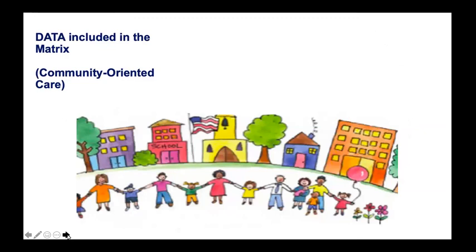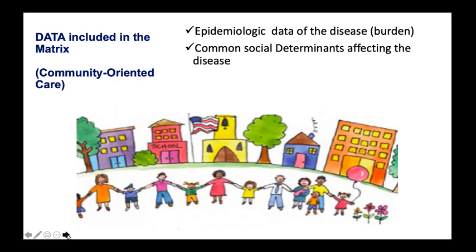So, what do you put in the PFC matrix for the community oriented care? In order to link, you should have a better understanding of the epidemiology of the disease. You should know the epidemiology of the disease, and you should be able to identify the social determinants affecting the disease, because this is now the social context, as I have previously mentioned, not only factors internal to the patient and in the family, but the social or the higher system as a whole.